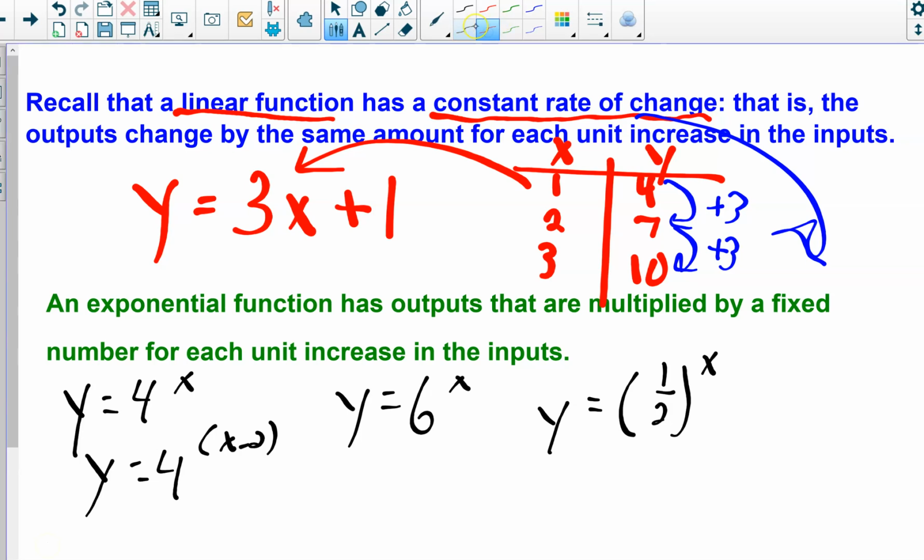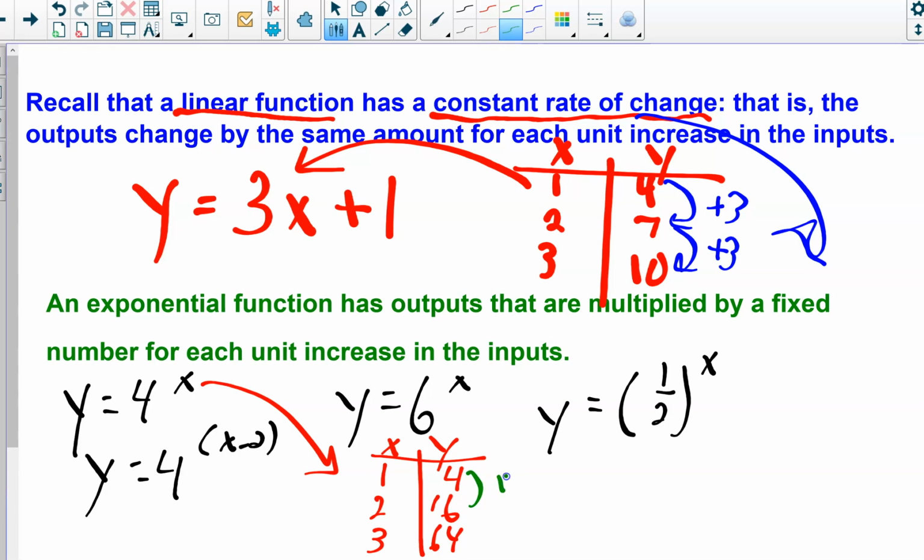And if I were just going to pick this one, for instance, and figure out my x and my y's, so when x is 1, y is 4. When x is 2, y is 16. When x is 3, y is 64. And if we look at those, these are going to go up by multiples of 4, a multiple of 4. So notice these are being added where these are being multiplied.